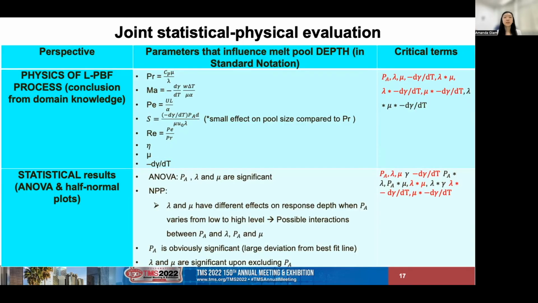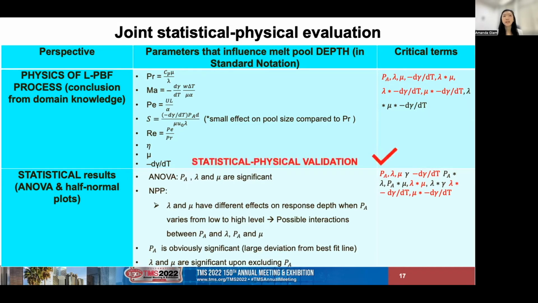So this is a summary of the joint statistical-physical evaluation, whereby on top we have a summary of the terms found to be significant from physics, and below we have a summary of the terms found to be significant from our statistical results, both from the ANOVA findings as well as the half-normal probability plots. We see that there is a huge overlap, as marked out in red, by the parameters that were commonly identified to be significant.